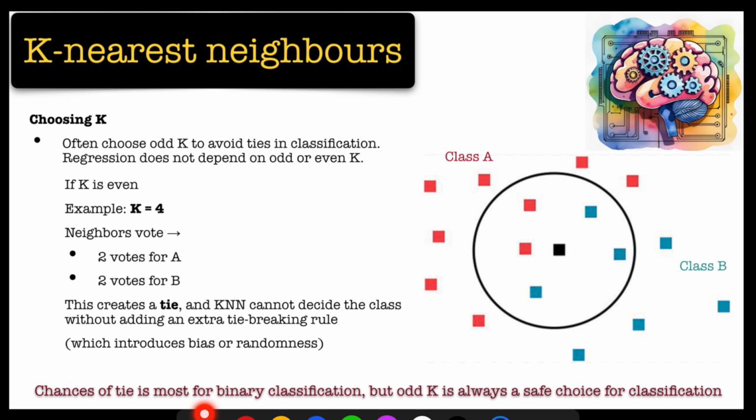If we have odd k, let's say k equals 5, then we get 3 from class B and 2 from class A. At least one class will get a majority, so we will not have any tie. The chance of a tie is highest for binary classification, but odd k is always a safe choice for classification.